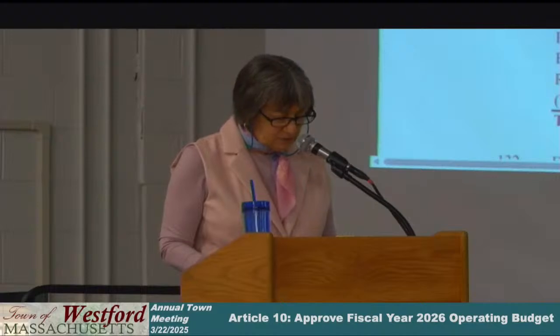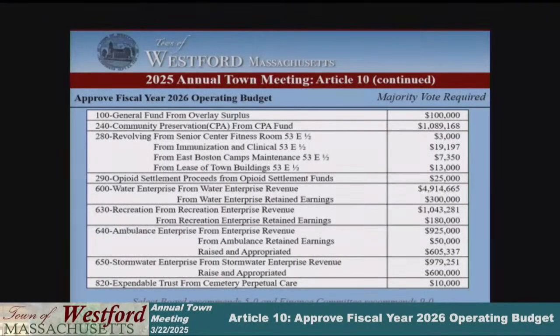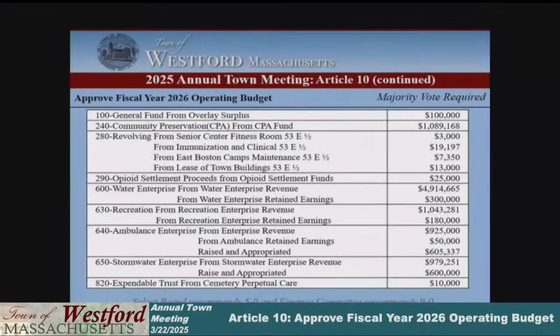To the general fund, $100,000 from overlay surplus. To the Community Preservation Fund, $1,089,168 from Community Preservation Fund fiscal 2026 revenue. To the Town Revolving Funds, $3,000 from Senior Center Fitness Room Revolving 53E.5. From the Town Revolving Funds, $19,197 from Immunization and Clinical Revolving 53E.5. To the Town Revolving Funds, $7,350 from East Boston Camps Maintenance Revolving 53E.5.